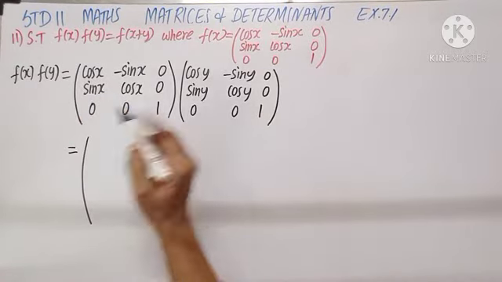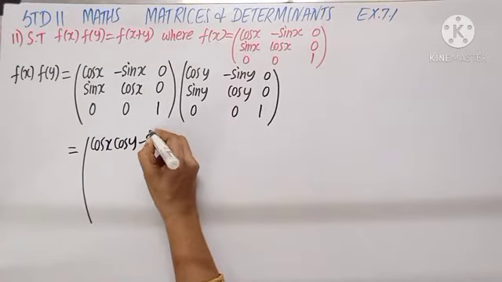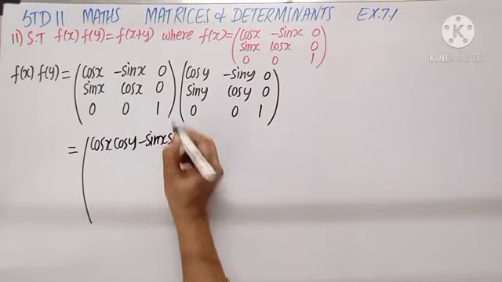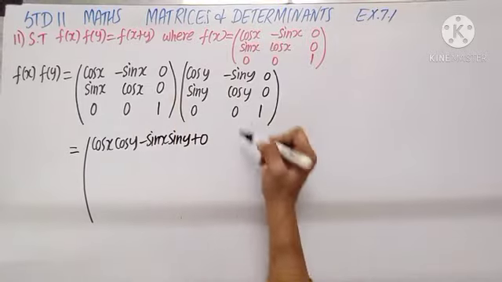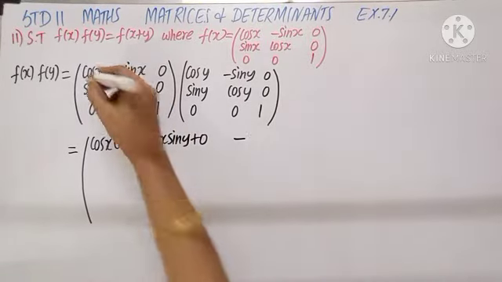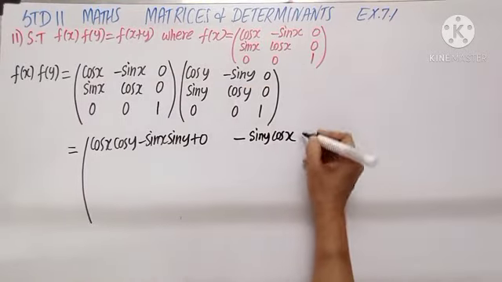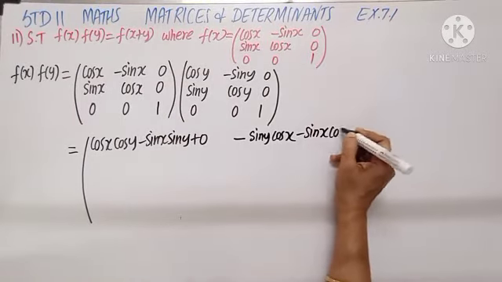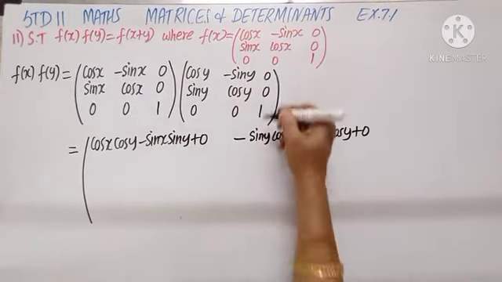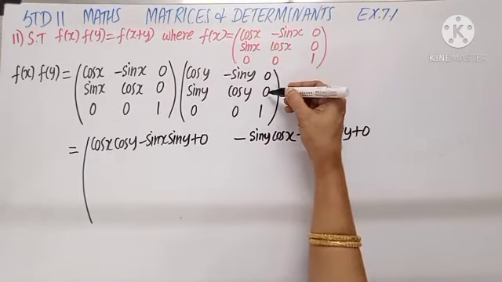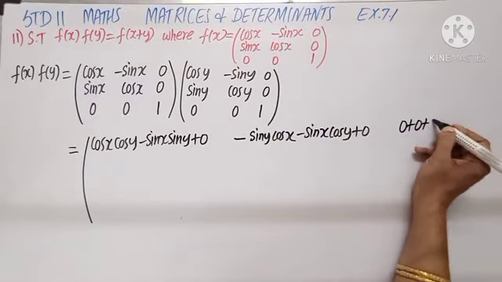So cos x cos y minus sin x sin y. Third one 0 into 0. Similarly, first row by second column: minus sin y into cos x, minus sin x into cos y, 0 into 0. First row by third column: 0 into anything, 0 into anything, 0 into anything. It is 0 only.